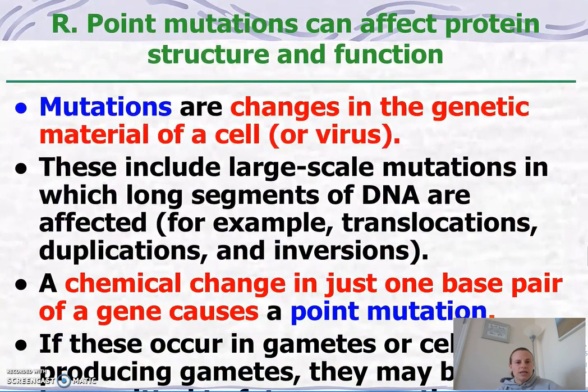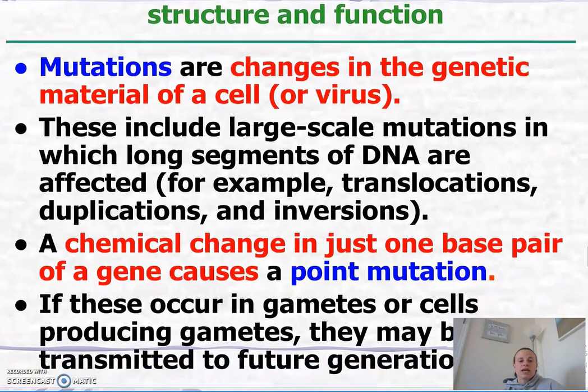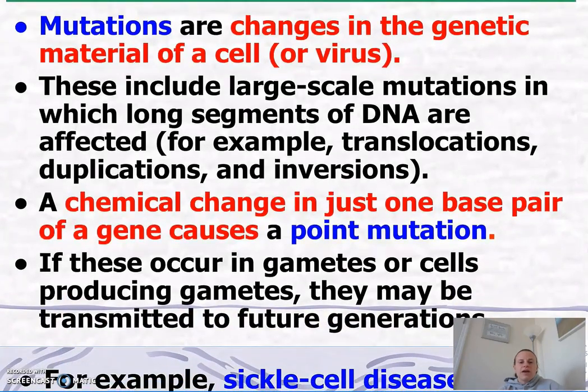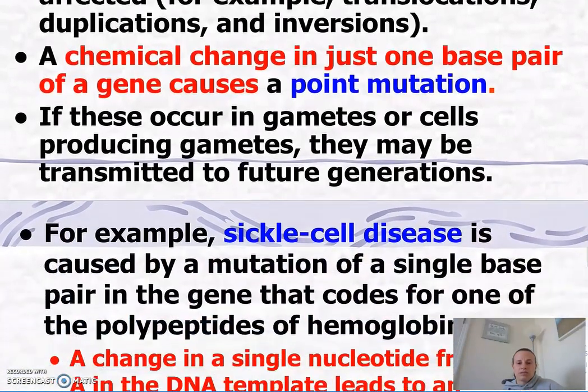Now, unfortunately, there are changes that can occur in our DNA that affect protein structures and functions, and these changes are called mutations. A mutation is a change in the genetic material of a cell or of a virus, and there are different types of mutations. If I have a chemical change in just one base pair of a gene, that's called a point mutation.